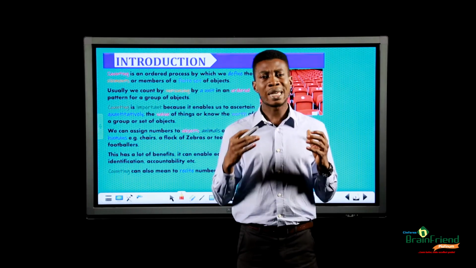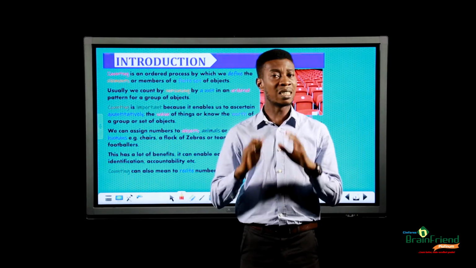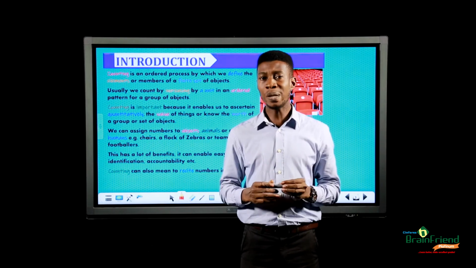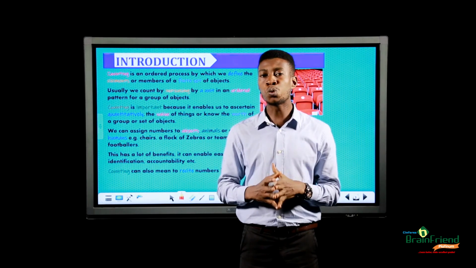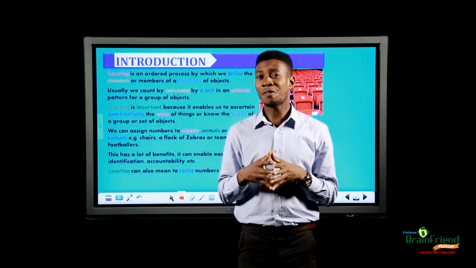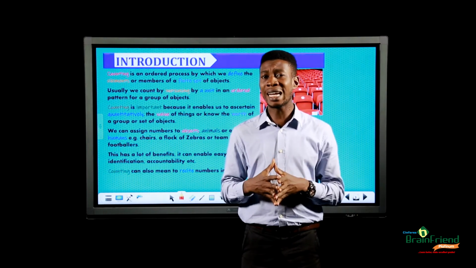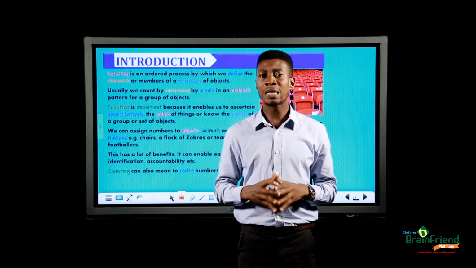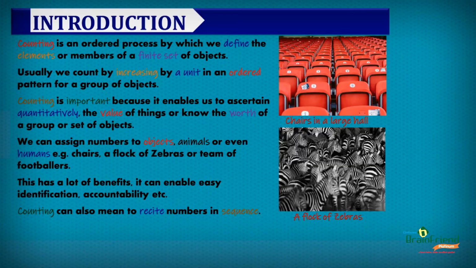When we talk about counting in base 2, it is very important to know what counting is. Counting is simply the process by which we determine or identify the members of a given finite set of objects. When I say finite set of objects, I simply mean a group of objects that can be counted. Note that counting is important because it enables us ascertain quantitatively the value of things or a group of objects.